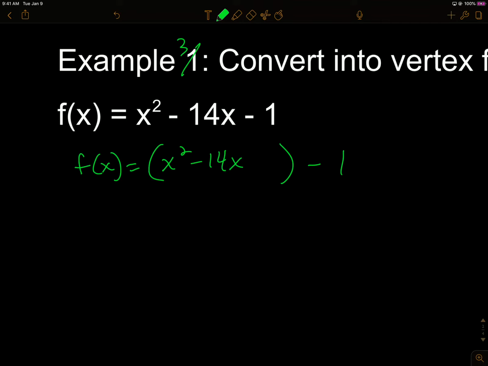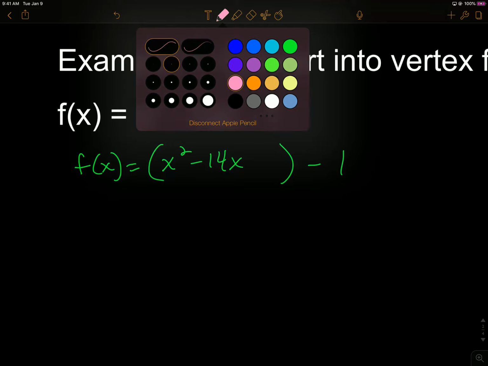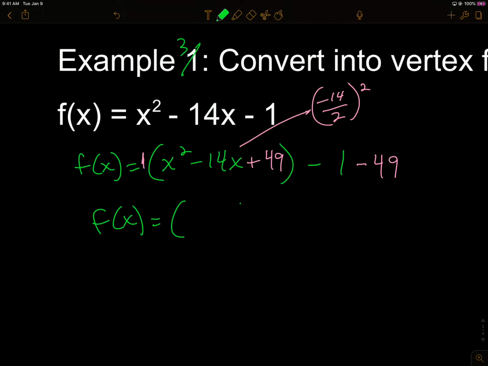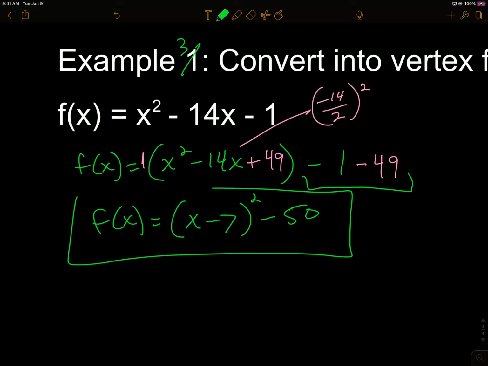I'm going to start like this, and I'm going to say, what do I add in here to make it a perfect square? Well, you take the b, you divide by 2, and you square it. That's how you complete the square. So it's going to be negative 7 squared, which is 49. I added 49, because there's a 1 out here, so that's all I'm adding. I could subtract 49. So the perfect square factors into this binomial, x minus 7 squared, and then I do minus 1, negative 1 minus 49 is negative 50. There's my vertex form.